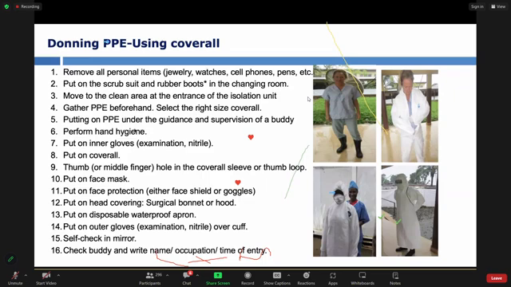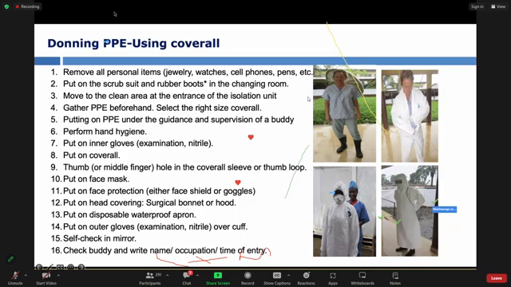Key to note, one, you have to ensure that you remove all personal items: the jewelry, the watches, the cell phones, the pens. You are not expected to enter the ETU or the hot zones where you collect samples from the patients with these items when you are putting on all this. That is something very important. And then you have to put on the scrub suit and rubber boots. Why rubber? They are slip resistant, and this must be put on in the room.